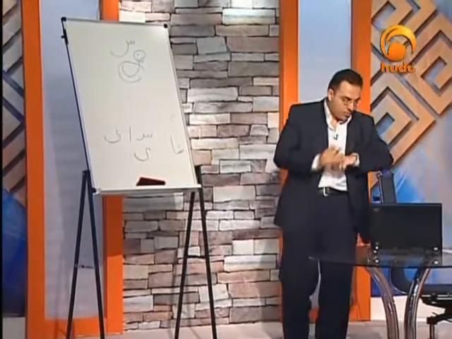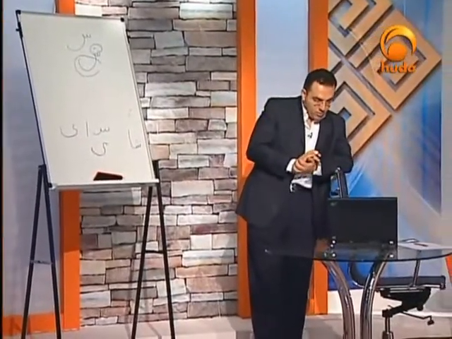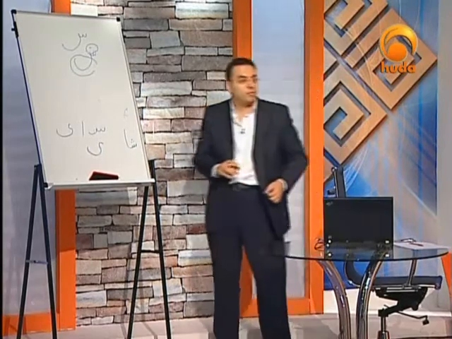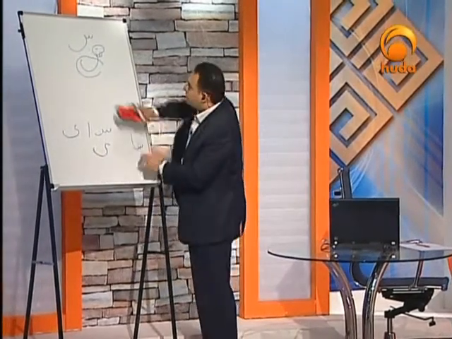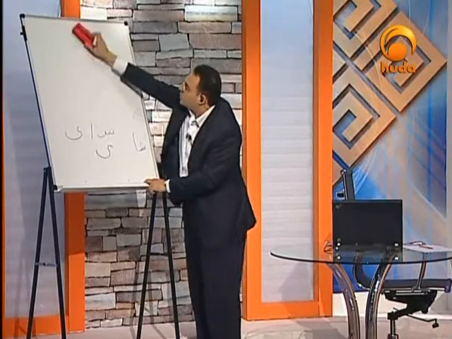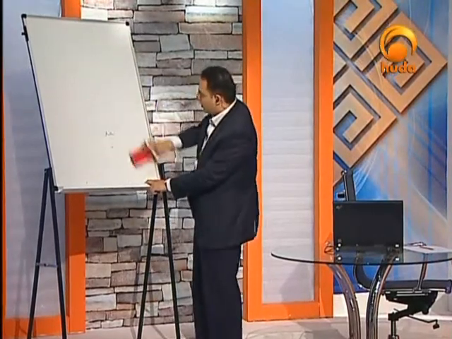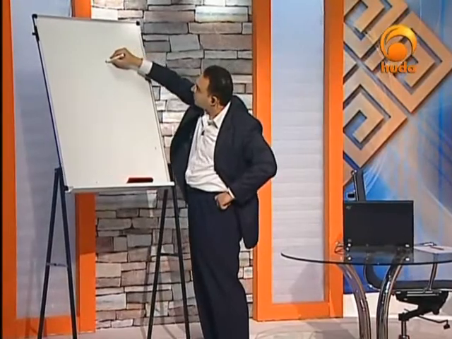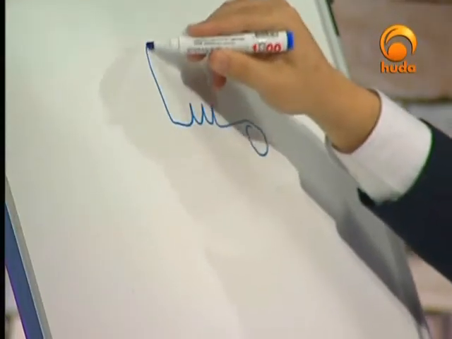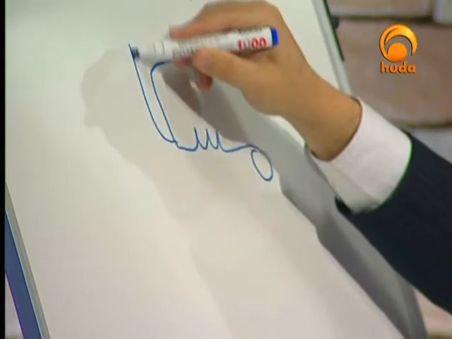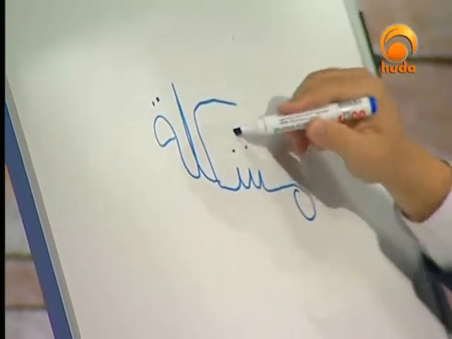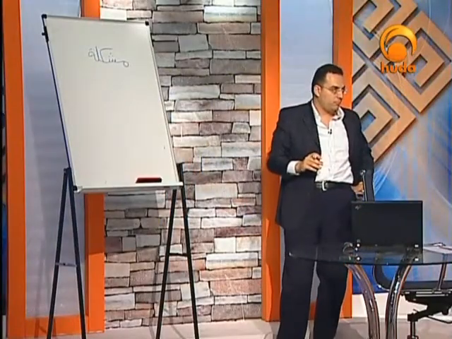How about in the medial position? In the medial position, it's always connected, like mushkila, which means problem. The word problem in Arabic is mushkila. Let me write this word here once again. Here again, ma, and then we have sha, we have ka, we have la, and we have ha. How many letters do we have in this word? Five. Right.